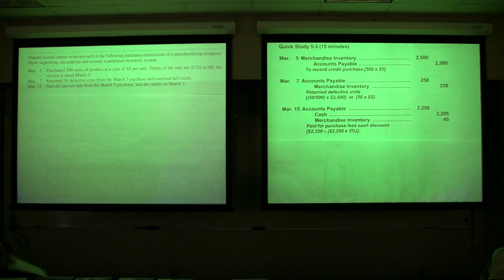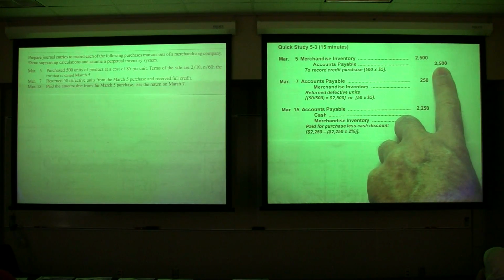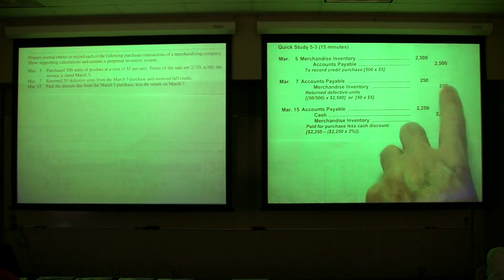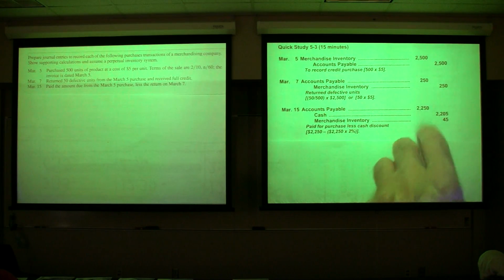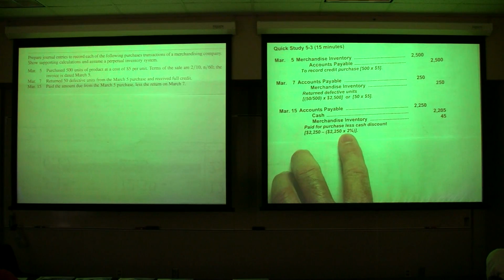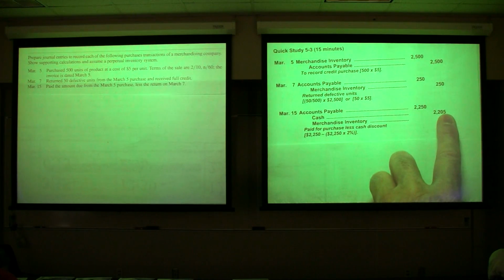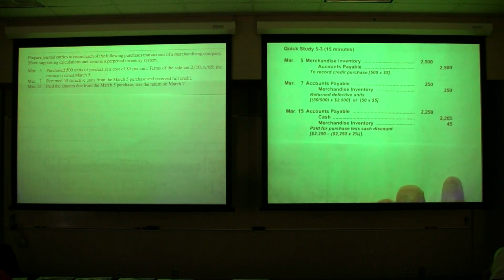Then when you take the discount, you originally bought 2,500. You return 250. So that means 2,250 is what's left, and you take 2% of the 2,250, so the accounts payable goes down by what you owe. Cash is credit, so then you take the discount of $45, and the difference is how much you pay, which is cash.